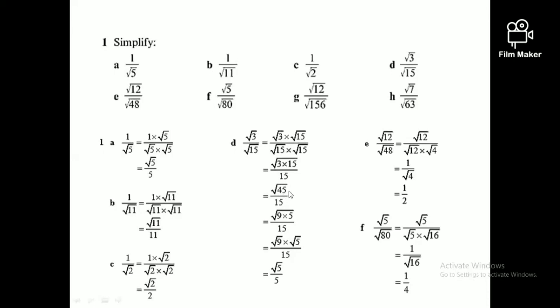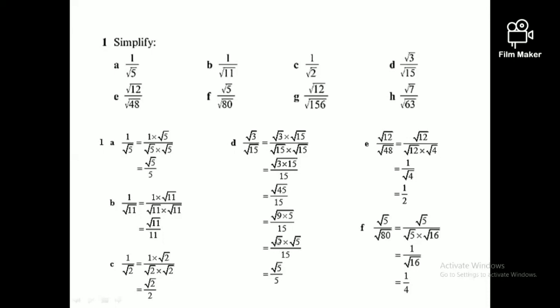We know that 45 is 3 into 3 into 5. That is 3 into 3, there's a couple, so you can take the 3 out. It turns up to 3 root 5 divided by 15. The other way you can write it is root 9 is 3 into root 5. Root 9 is 3. 3 and 15 get cancelled. That is why this turns up into 5 into root 5. So that is root 5 over 5.